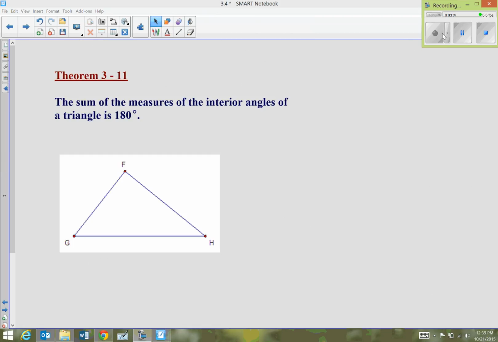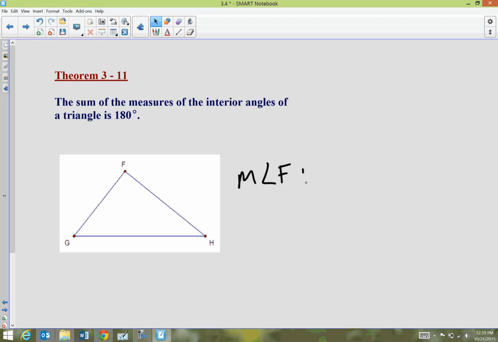Okay, a reminder of a property that we learned in Algebra 2: the sum of the measures of the interior angles of a triangle is 180 degrees. So if we add the measure of angle F to the measure of angle G to the measure of angle H, that will always equal 180 degrees.